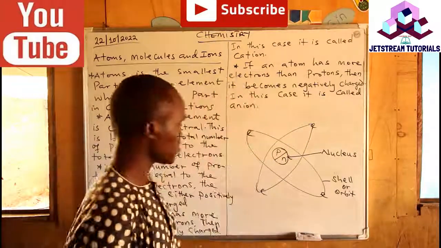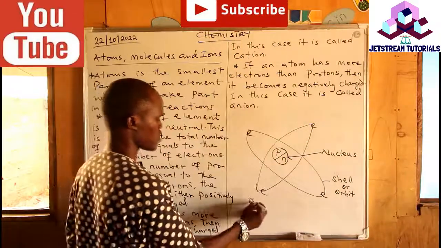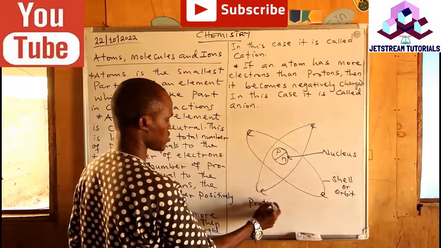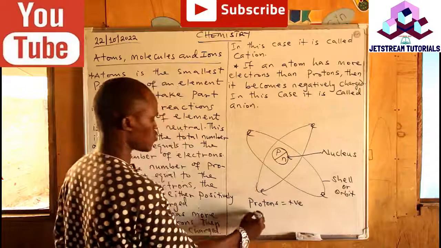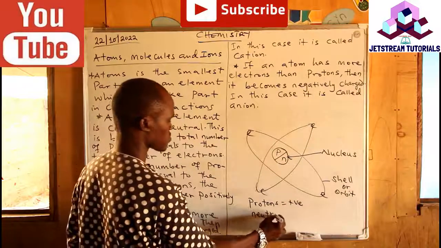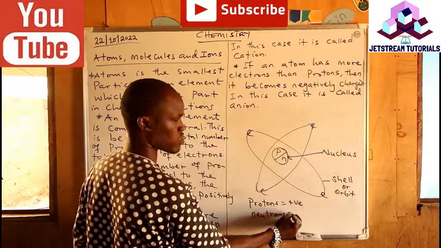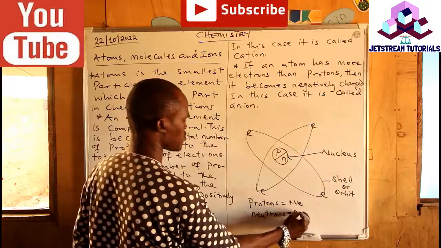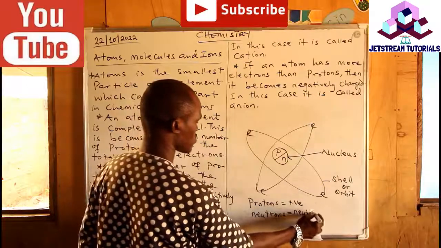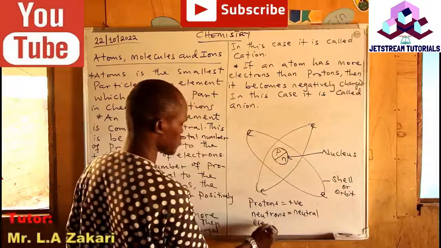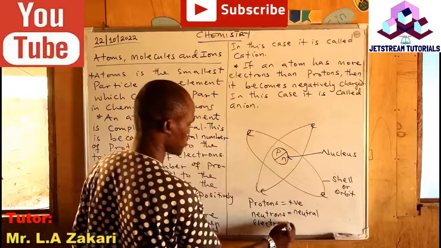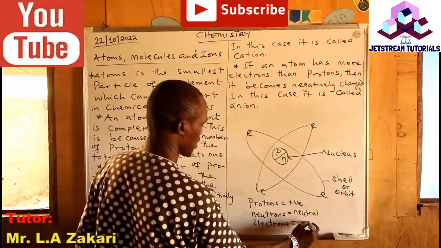Remember, what is the charge of the protons in the nucleus of an atom? Positively charged. Protons are positive, while neutrons are neutral. They don't have charge. Then electrons are negatively charged. Is that clear?